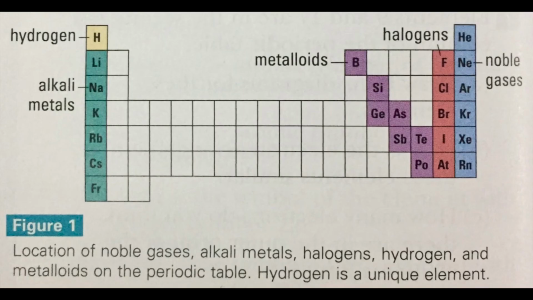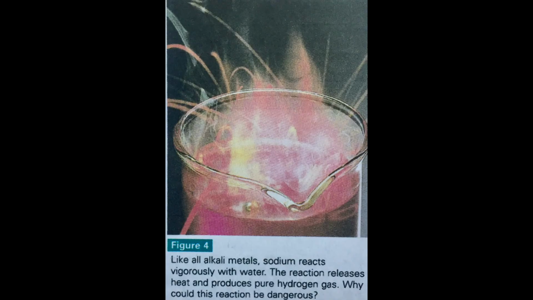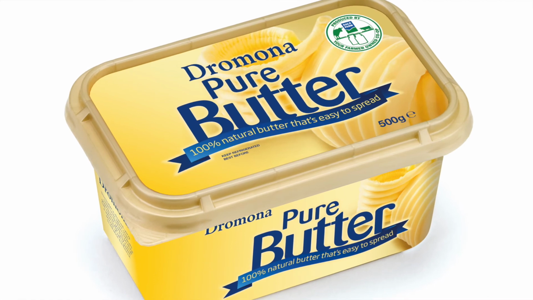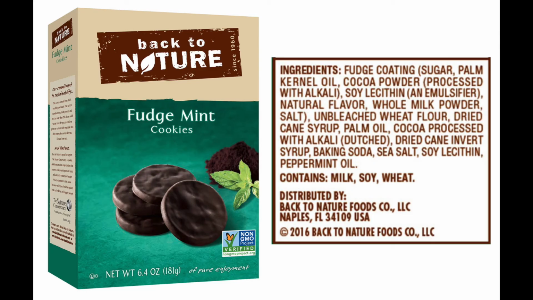Alkali metals. The elements that occupy the far left column of the periodic table, figure 1, are called the alkali metals. Lithium, sodium, potassium, etc. are all shiny, silvery metals. Unlike the noble gases, they are extremely reactive, figure 4. Like all alkali metals, sodium reacts vigorously with water. The reaction releases heat and produces pure hydrogen gas. Why could this reaction be dangerous? Because they combine so readily with other elements, they are found in nature only as compounds.